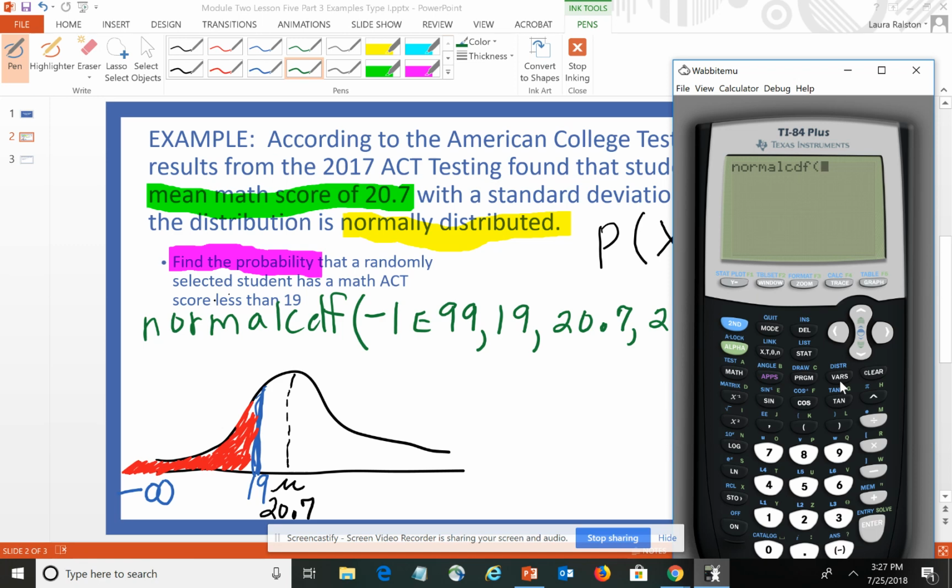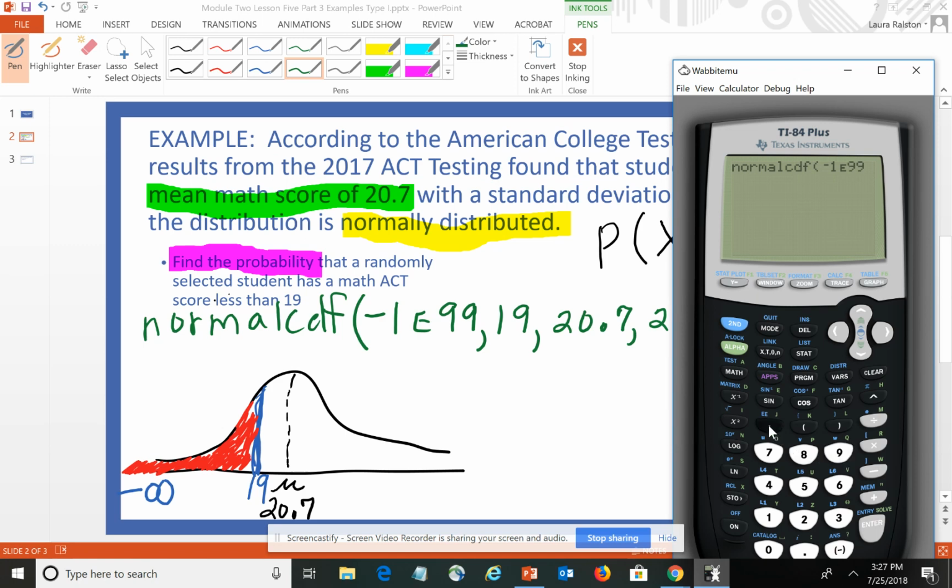The reason we enter the -1 E99 is because our calculator face doesn't have negative infinity. It doesn't have an infinity button. So we enter the largest number we can in the calculator. And literally we're entering -1 followed by 99 zeros. Okay, so we're doing -1. To get the E, it's the second and the decimal.